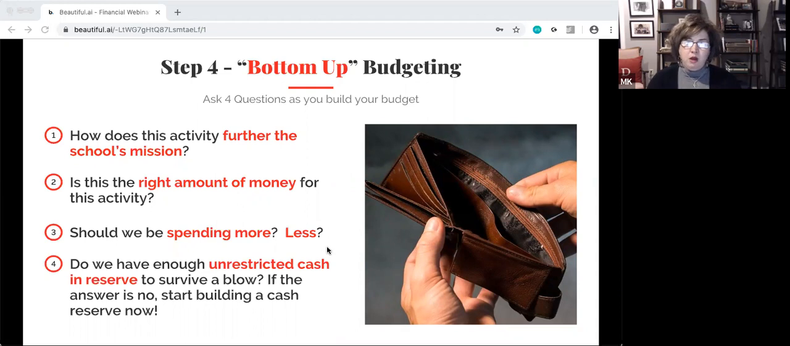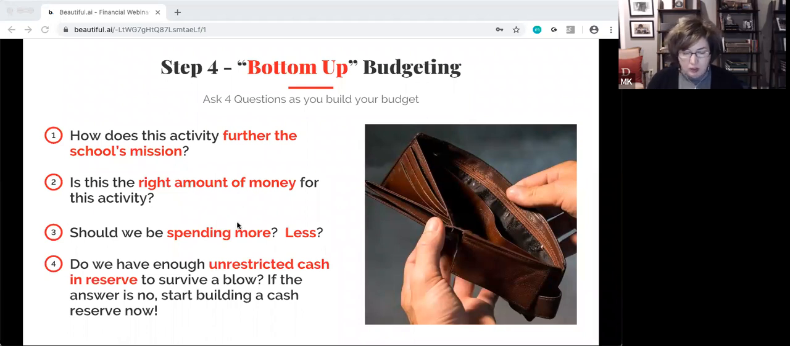When we talk about bottom-up budgeting, what we're basically doing is starting with expenses. We're starting at the bottom rather than starting at the top and saying, here's what our tuition is, now how do we spend that money? We're starting at the bottom and saying, what does it cost us to run this program? What is it for the mission of this school? What does that cost? And that's what we've done through step 4.